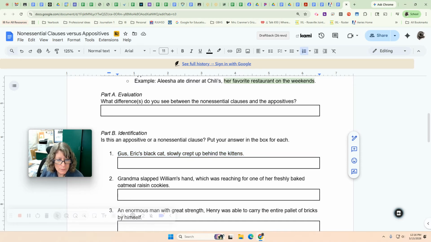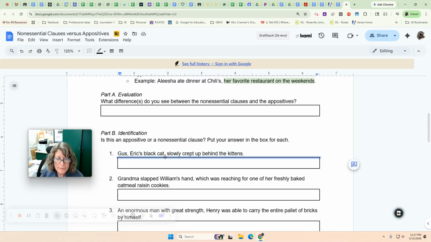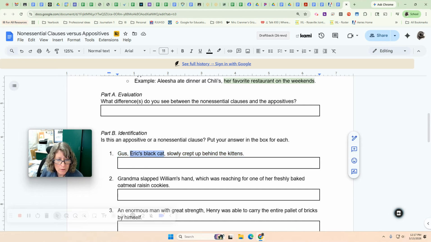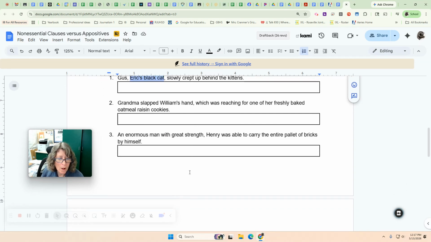So when you're reading this first one, Gus, Eric's black cat, slowly crept up behind the kittens. You have to decide, is this phrase right here an appositive, which means it would be a noun or a noun phrase that describes Gus, or is it a non-essential clause, just extra information that's nice to know? Okay, same thing for all of these.